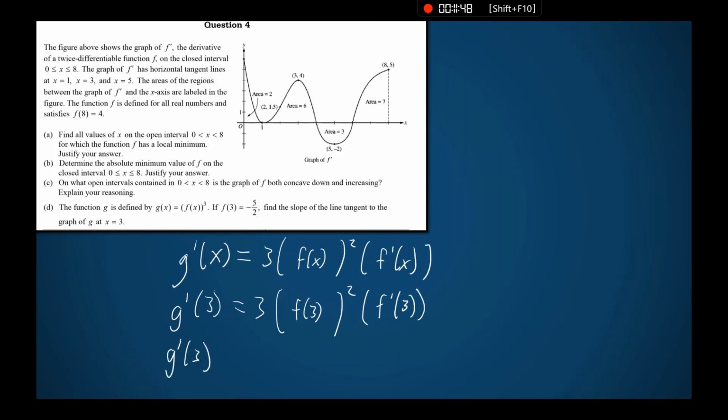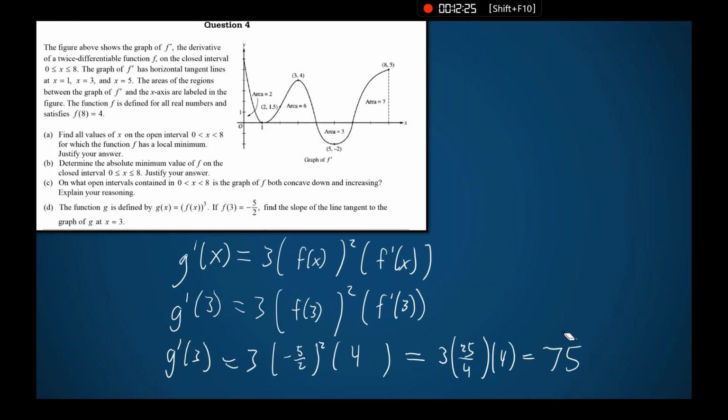Okay, so what is f at 3? Minus 5 over 2. And what is f prime 3? 4. So what should our final answer be? You got it right. So this is 25 over 4 by 4, 75. Perfect. Do we have units? We don't have units. So just 75.